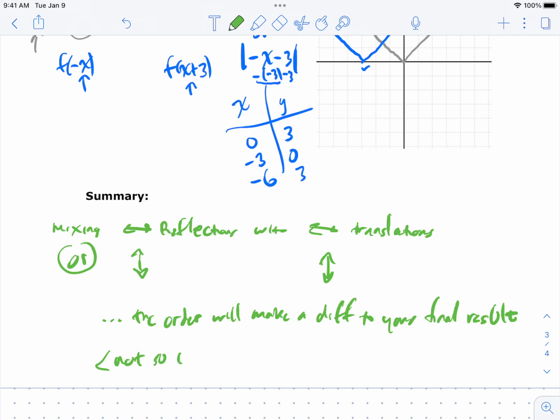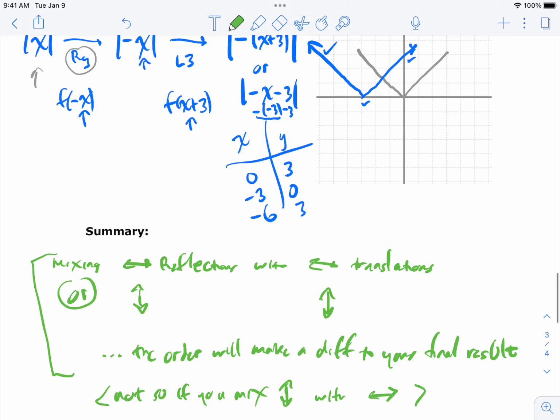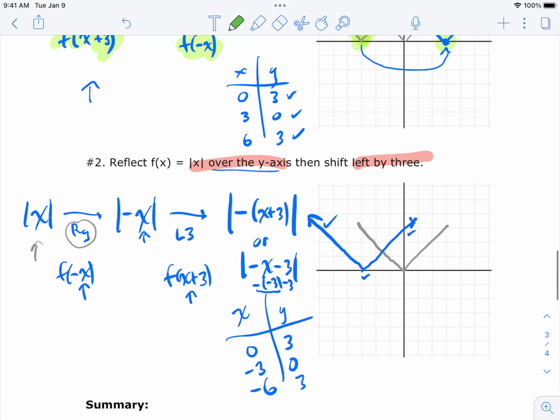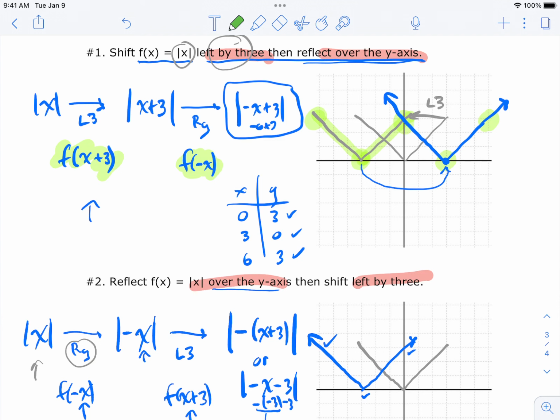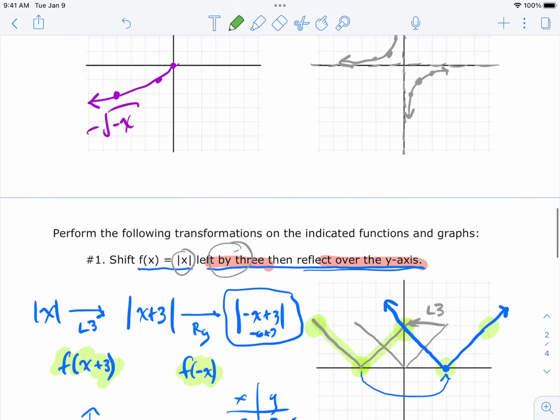Not so if you mix something that goes up down with something that goes left right. If I go left and then up, or if I go up and then left, I'm not going to get any different results. So anyway, something to keep in mind. So sometimes this will happen. You're trying to get a function to move a certain way, or you're trying to read a function and say, which way did this end up moving? Sometimes you got to be careful about, well, I see two transformations here, but which order should I be doing them in, because it can make a difference. Okay, them's our reflections.